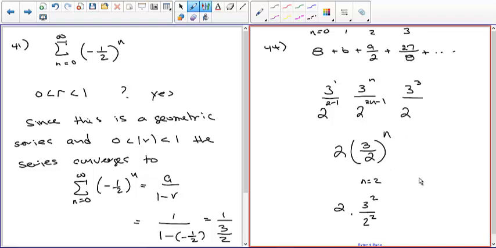Let's look at n equals 3 using this formula now. So you'd have 2 times 3 squared over 3 cubed over 2 cubed. That doesn't work out quite right either. Okay. Rats.